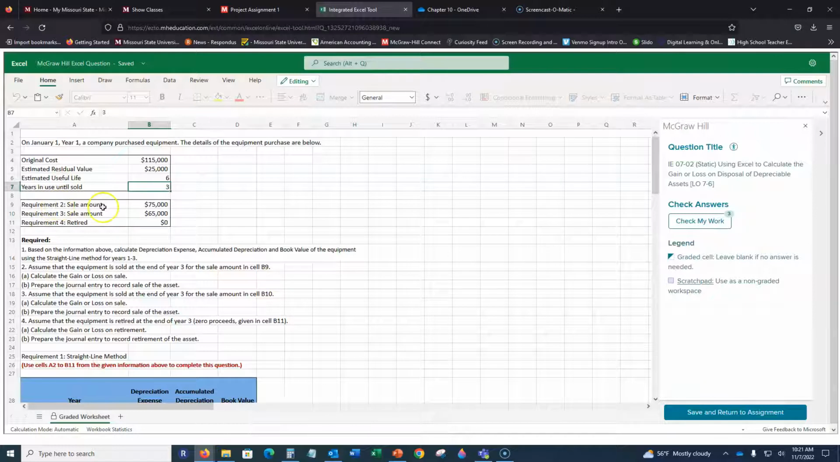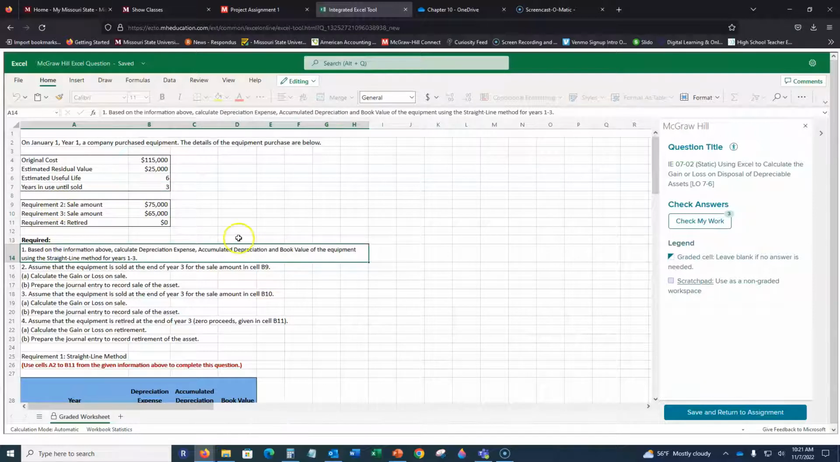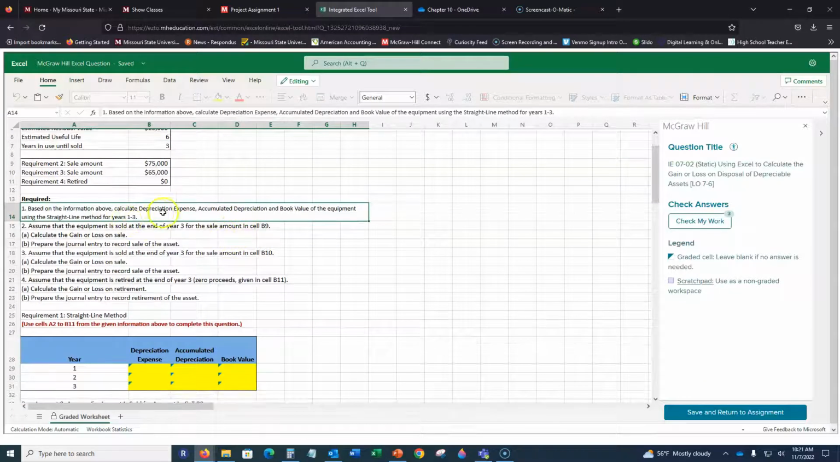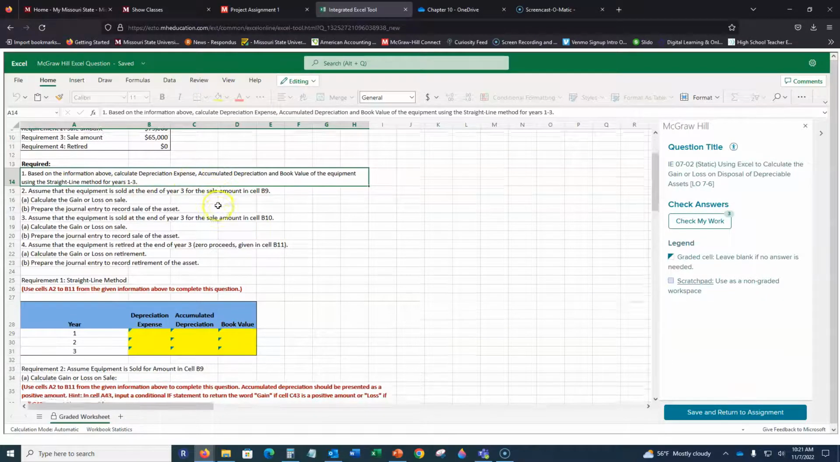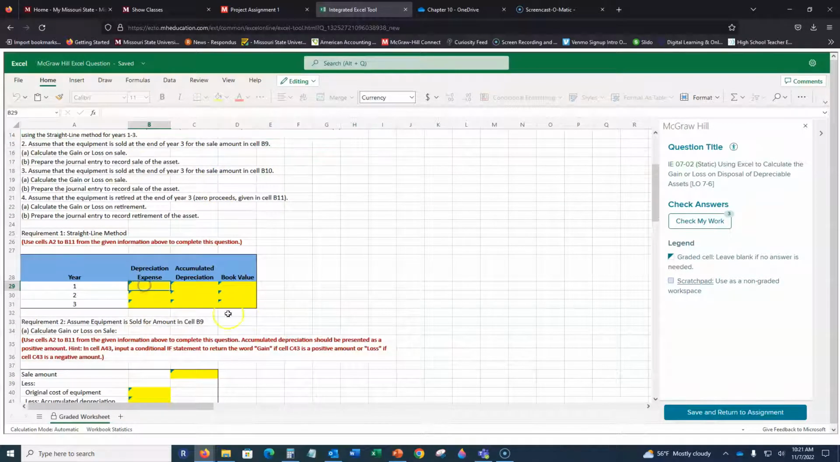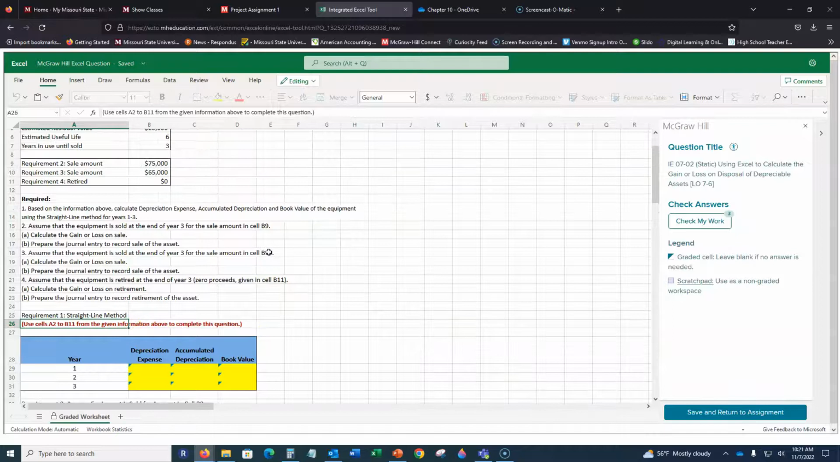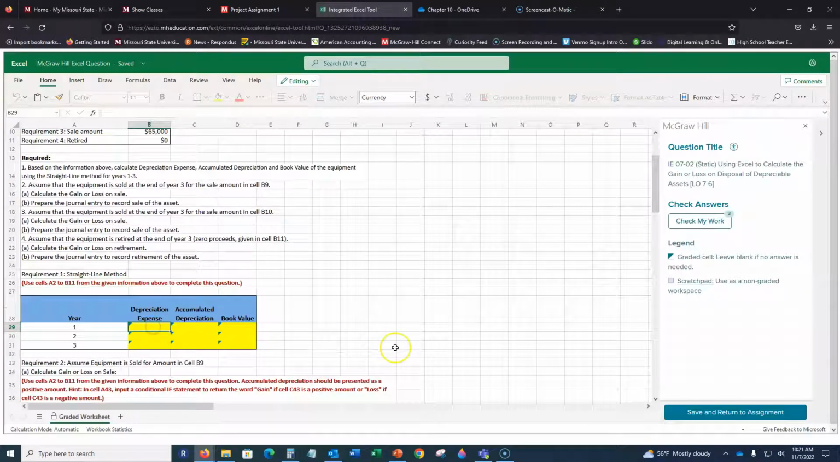Okay, so requirement number 1, they ask, based on the information above, calculate the depreciation expense, the accumulated depreciation, and the book value of the equipment using the straight line method for years 1 through 3. So we need to calculate depreciation expense first. Notice here there are very explicit directions for you to use cells A2 to B11 for the information above to complete the question. They want you to use formulas. They don't want this hard-coded in.